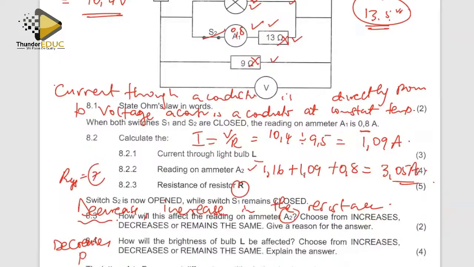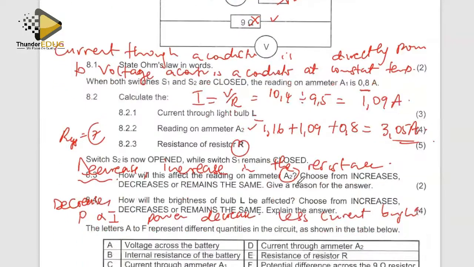Reason, we know that power is directly proportional to the current, okay? We can see that power decreases, okay? The power decreases. As the power decreases, there will be less current, okay? And then the brightness will also be less.